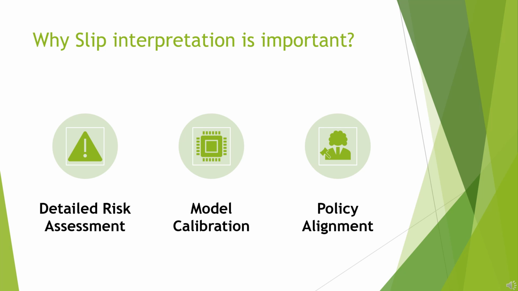Second is model calibration. Accurate interpretation ensures that the catastrophic models are calibrated correctly. The models rely on the data from slips to simulate various scenarios and predict potential losses. Last but not the least, policy alignment, which means by interpreting slips correctly, insurers and reinsurers can align their policies with the actual coverage and limits specified, ensuring that they are adequately prepared for potential claims.